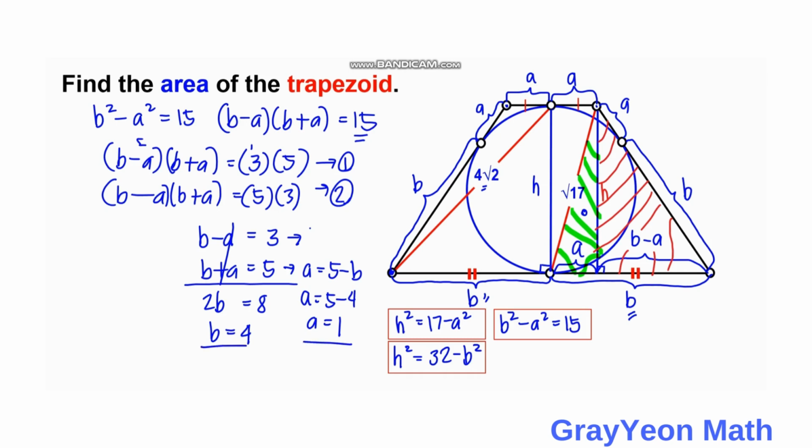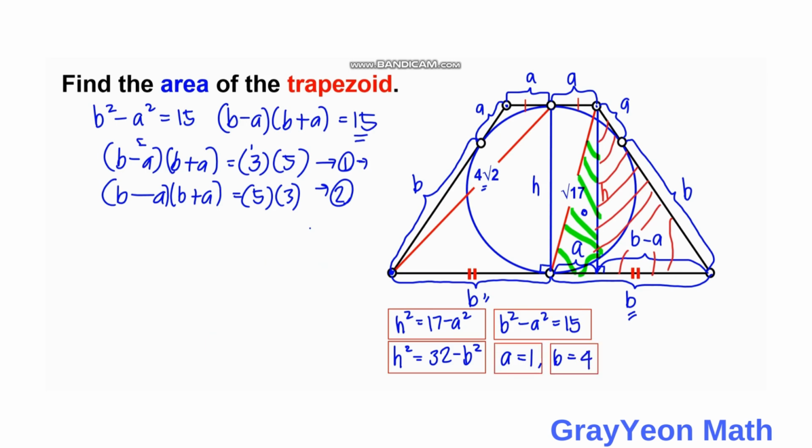Okay, so that is for the first instance, the number one on the second line. So a is equal to 1 and b is equal to 4.